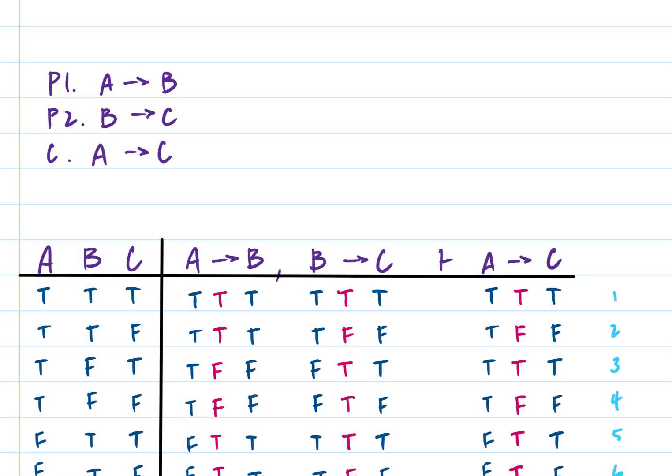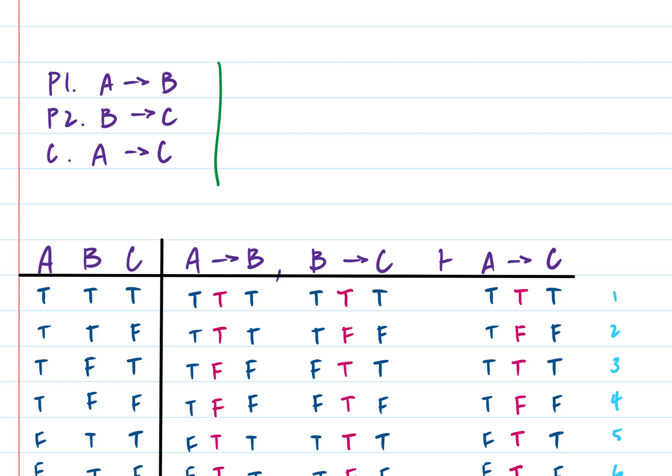Okay, in this video, I'm going to go through how we use truth tables to check whether an argument is valid. So we'll start by looking at this argument here. We have two premises and a conclusion. The first premise is if A, then B. The second premise is if B, then C. And the conclusion is if A, then C.